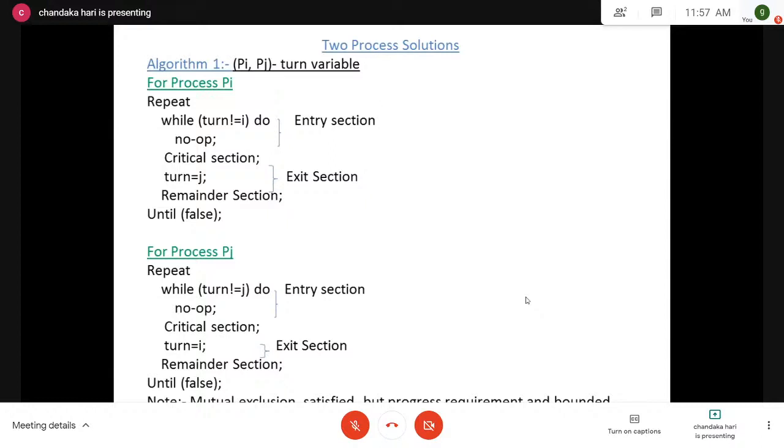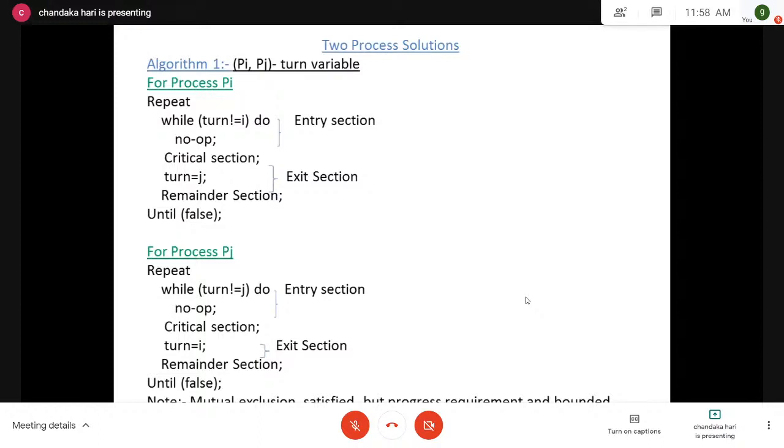Now, the algorithm for process Pi has been written like this. First of all, while turn is not equal to i, that means turn is j, and at that time process Pj is already in the critical section. If turn is not equal to i, sorry, you are not allowed to do any operation. You are going to be stuck in this while loop, simply waiting for your turn value to become i. Until then you have to wait.